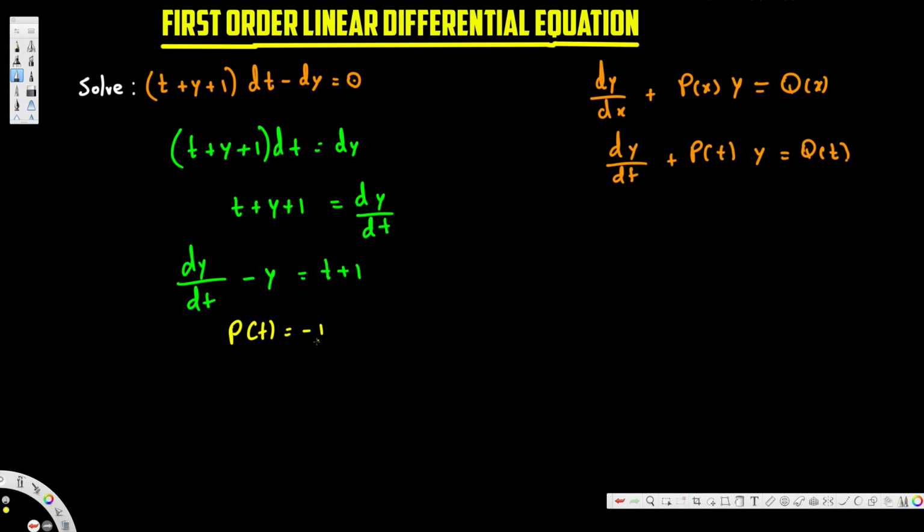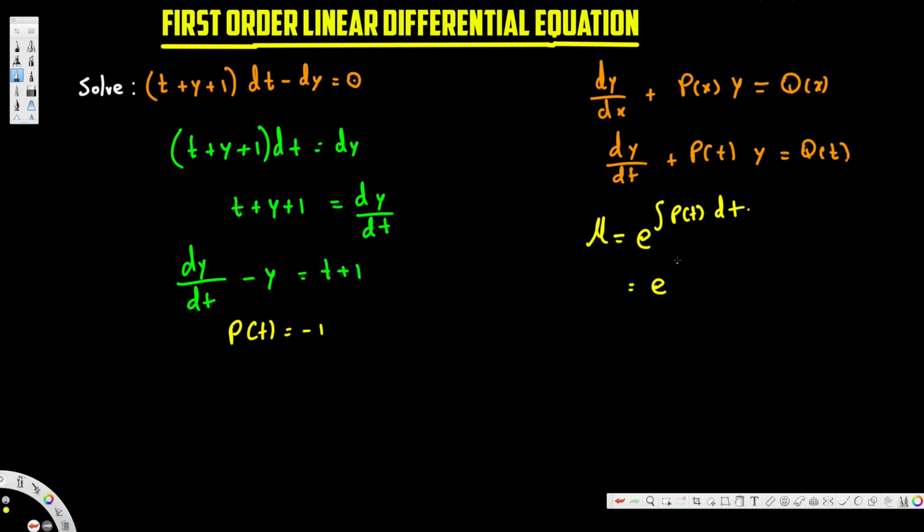Now after we pick up our p of t, the next thing is we have to find out the integrating factor. To find out the integrating factor, we use this equation. Mu is the integrating factor, that is equal to e power integral of p of t dt. This is the equation we have to use in order to find out the integrating factor. In our case, p of t is equal to -1, so we just have to plug -1 instead of p of t and calculate the integrating factor. Now let's go ahead and do that.